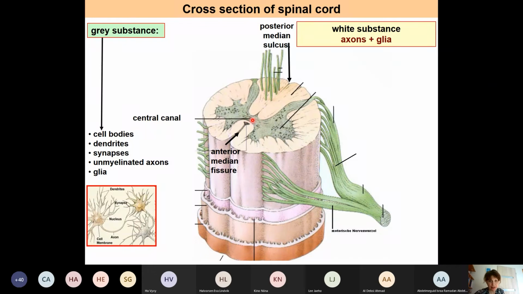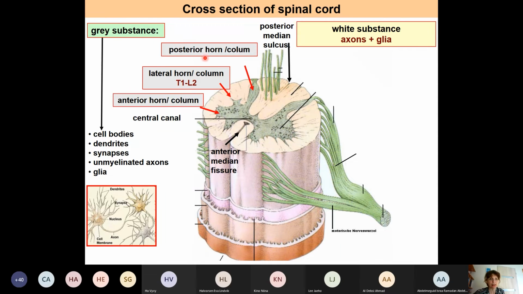And in the center of the gray substance, we have the central canal. This is the continuation of the fourth ventricle. And you can see that on the anterior side, we have a deep groove. It is called anterior median fissure. And posteriorly, the groove is not so deep. It is called posterior median sulcus.